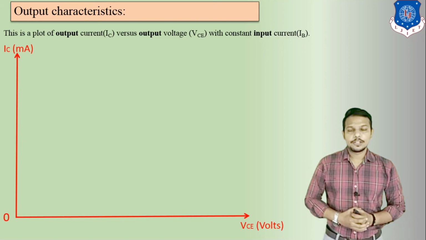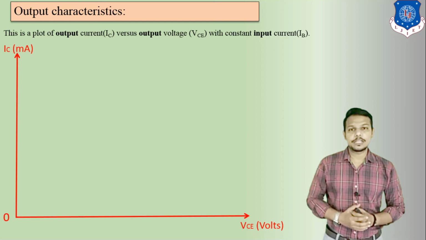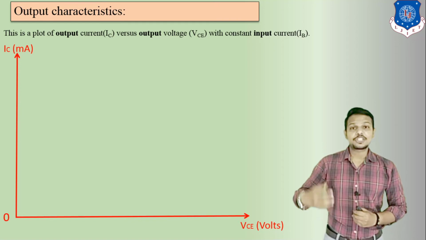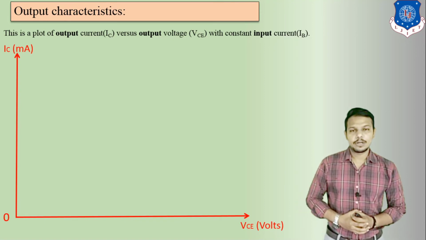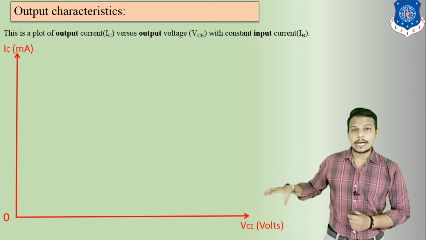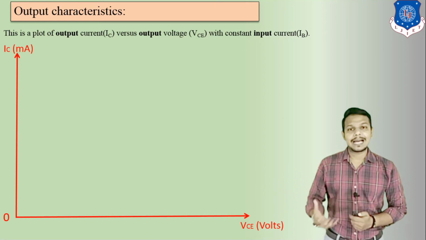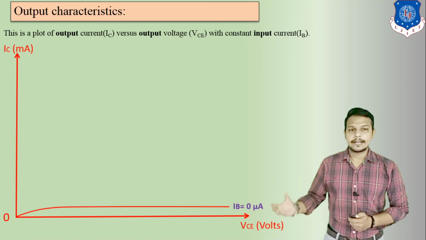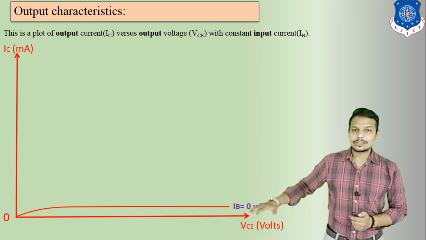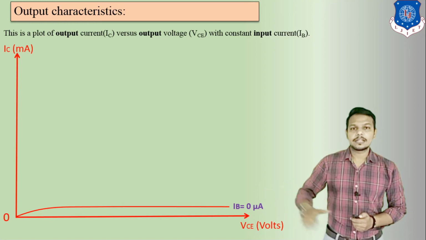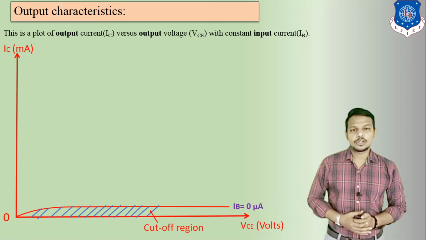At this time your IB is equal to 0. If your IB is equal to 0, then your leakage current becomes your collector current, because your input current is equal to 0, that means your leakage current becomes your output current IC. So here we can see at this region IB is equal to 0 microampere. Below this graph we can see the cutoff region.